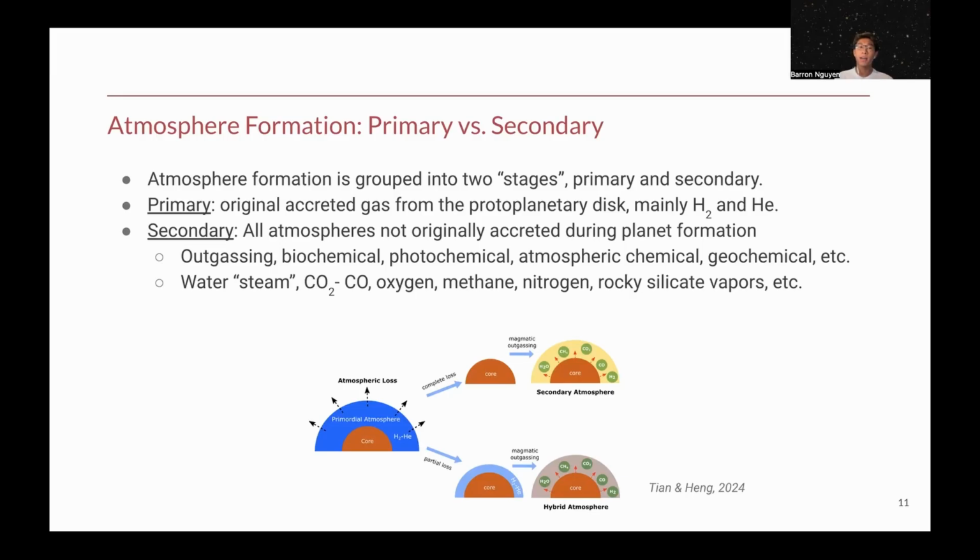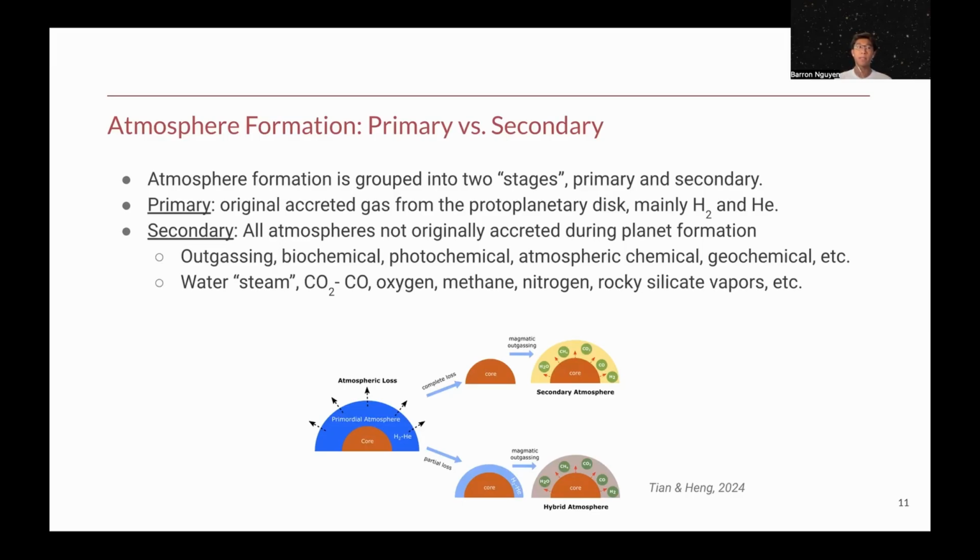The second type of atmosphere, which most exoplanet studies concerned with habitability focus on, are secondary atmospheres. These are all the atmospheres that are not originally accreted during planetary formation. So more heavy molecular atmospheres, these being non-hydrogen and non-helium, which are really light elements. We're more interested in the heavier molecules and the heavier elements that form those molecules. This may be formed through outgassing, volcanic eruption, equilibrium between a magma ocean and its atmosphere, biochemical.